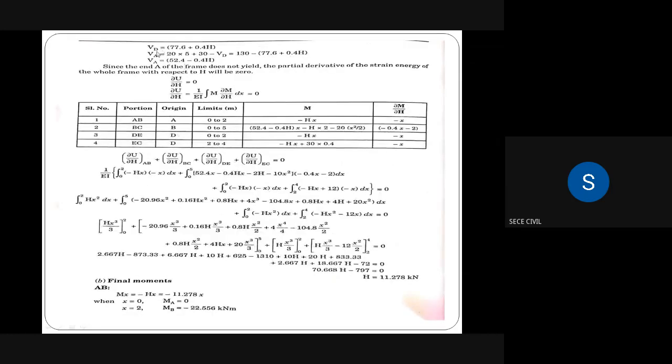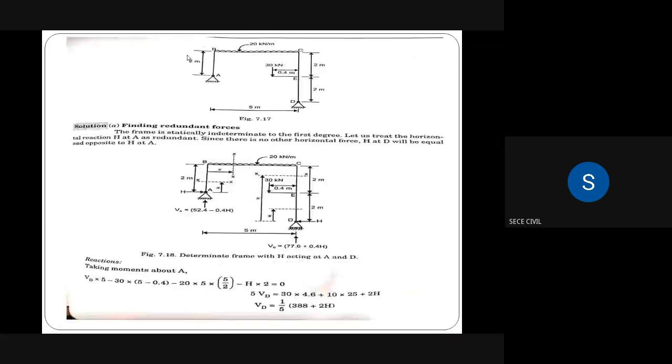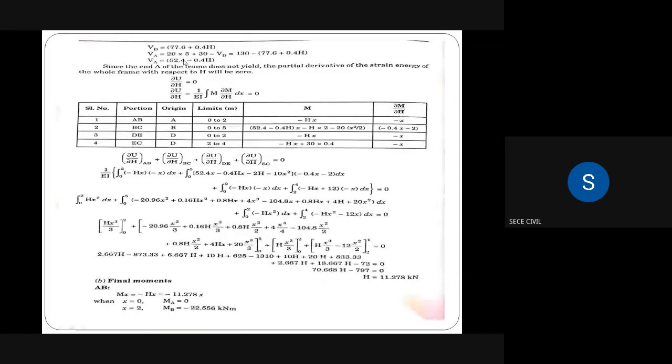Okay, so VD is equal to, they are simplifying that equation. So VD is equal to 77.6 plus 0.4H. After that they are calculating VA. So VA is equal to 20 into 5 plus 30 minus VD.